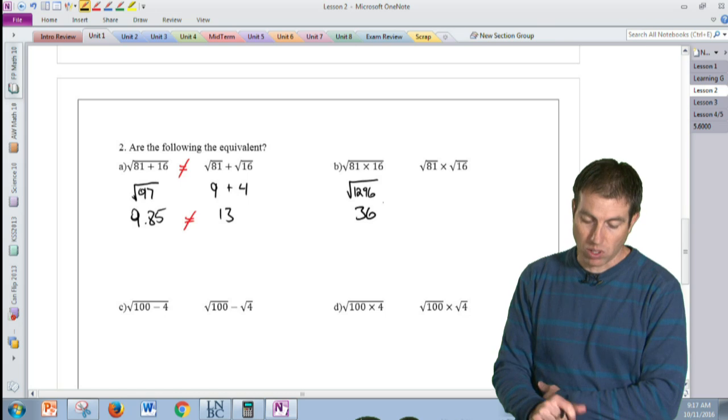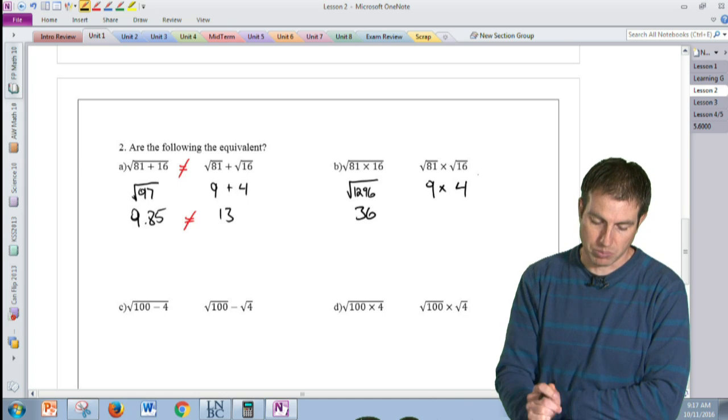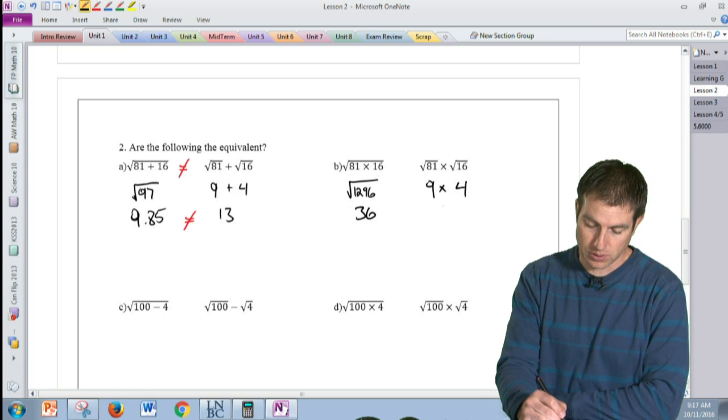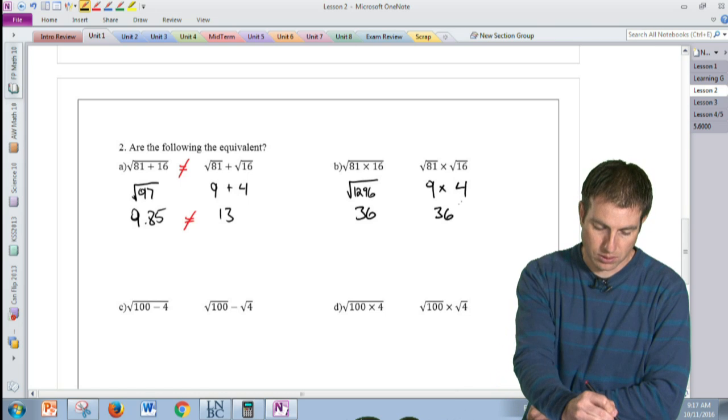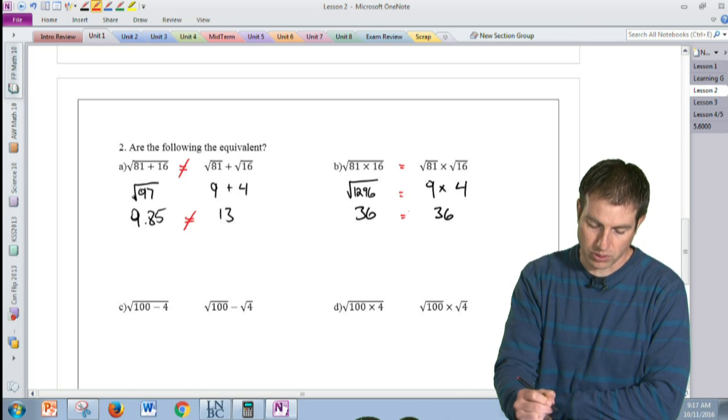So the square root of 81, we'll deal with that first, is 9. And then we have times 4. Again, perfect squares, 9 and 4, 81 and 16. 9 times 4 is 36. These things are equivalent.